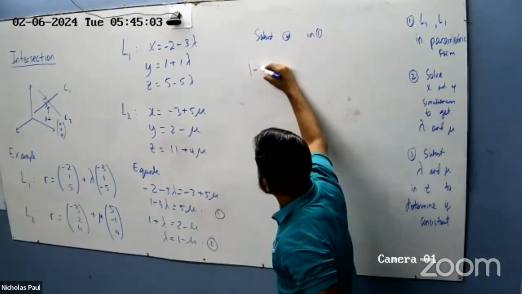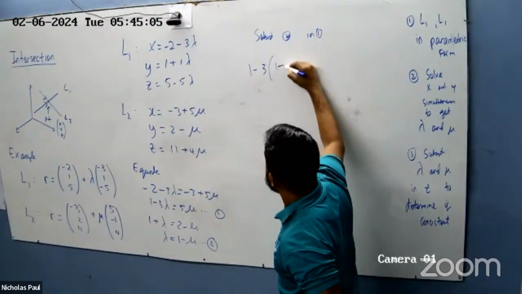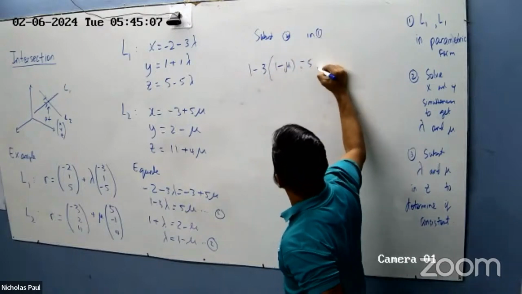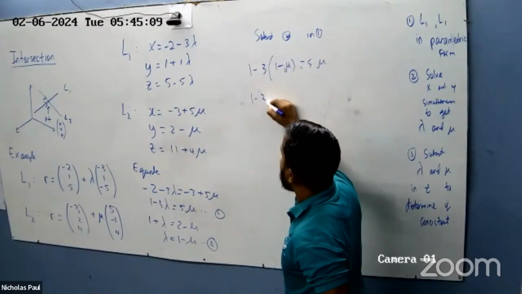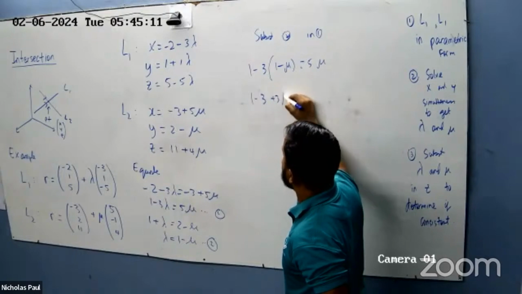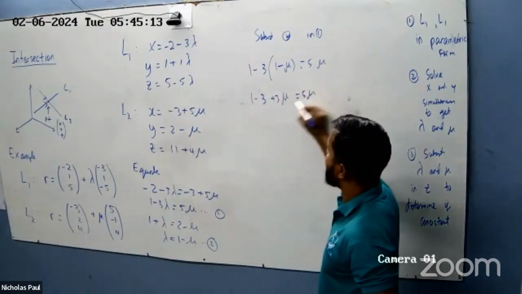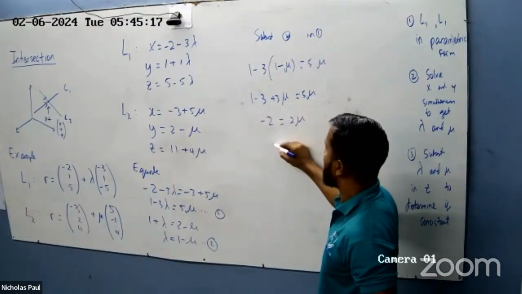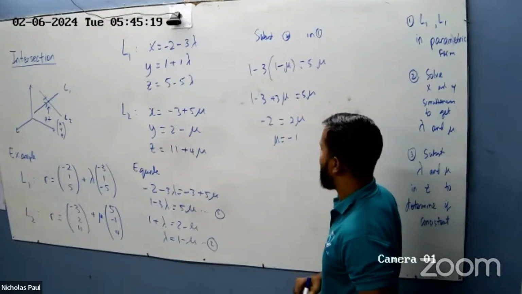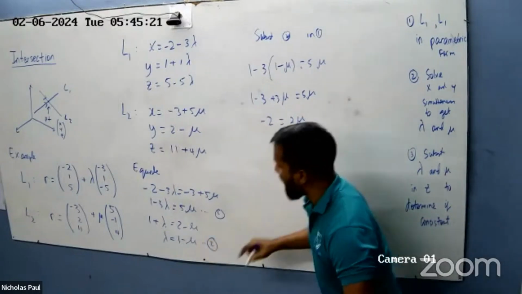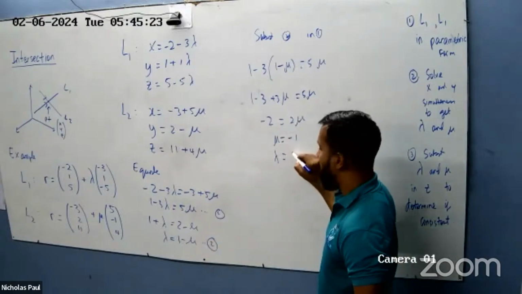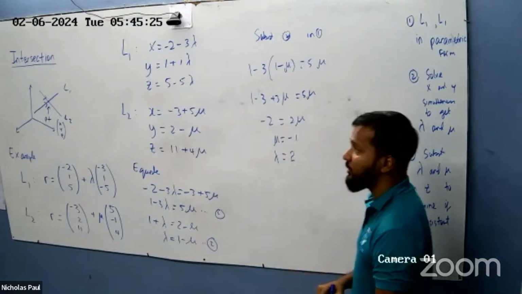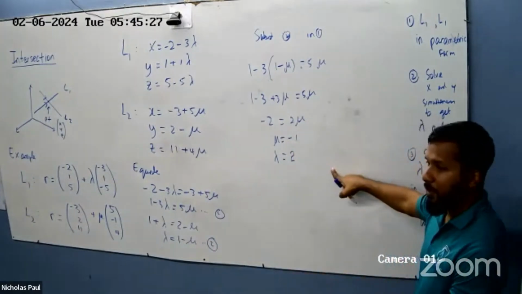So that's 1 minus 3 times (1 minus mu) is equal to 5 mu. So 1 minus 3 plus 3 mu is 5 mu. Bring all the mu's on this side, and you'll get 2 mu. So mu is equal to minus 1. Plug in minus 1 there, and you'll get lambda. Lambda is 2. Keep watching here. Lambda is 2.